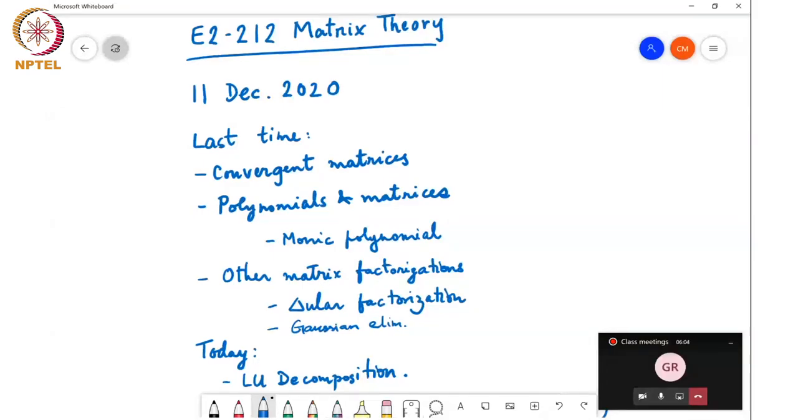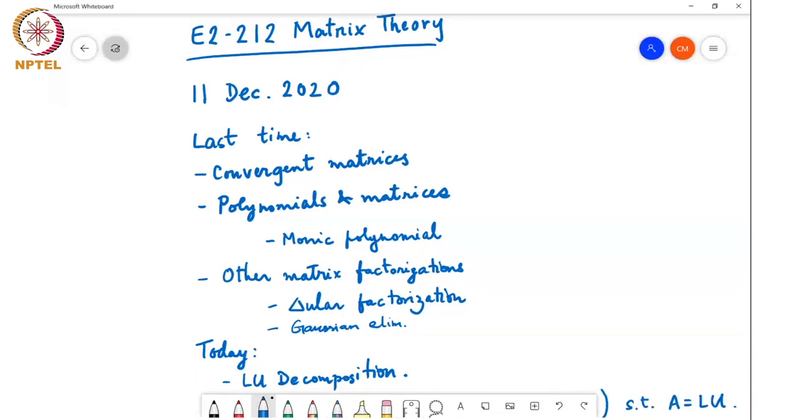Last time we looked at convergent matrices and also discussed polynomials and matrices, and in particular we defined the notion of a monic polynomial. And then we started looking at other matrix factorizations, in particular Gaussian elimination, and at the end of the class we started discussing triangular factorization, in particular the LU decomposition. So today I will talk about this LU decomposition.